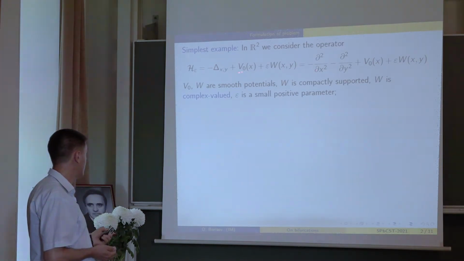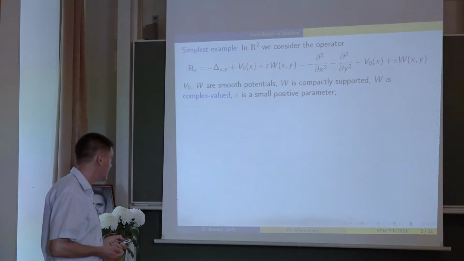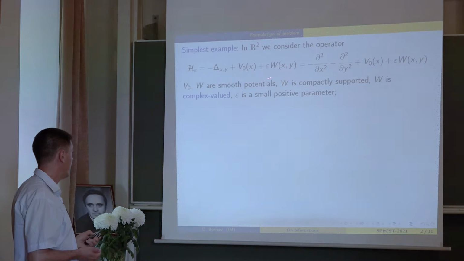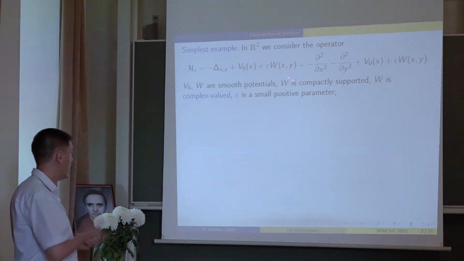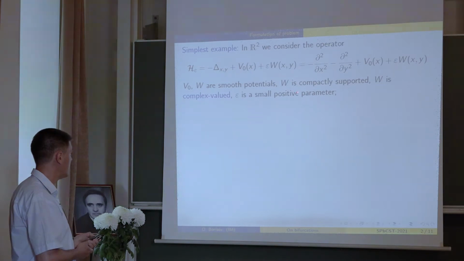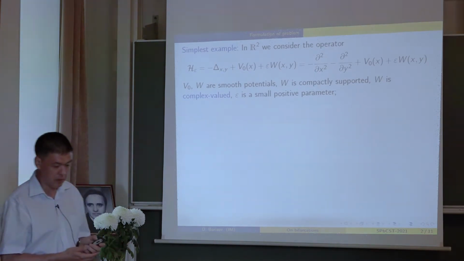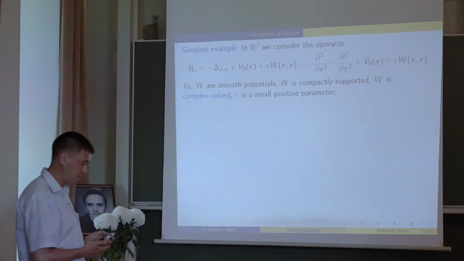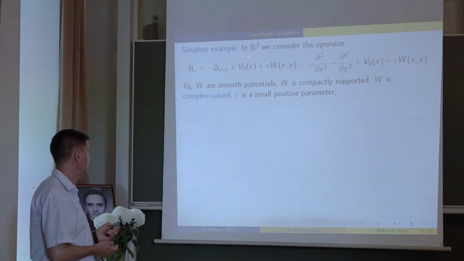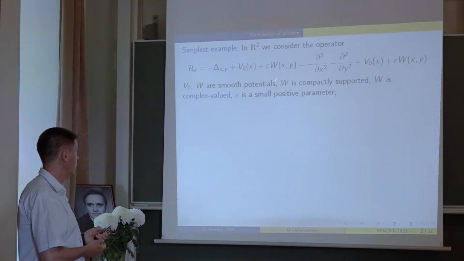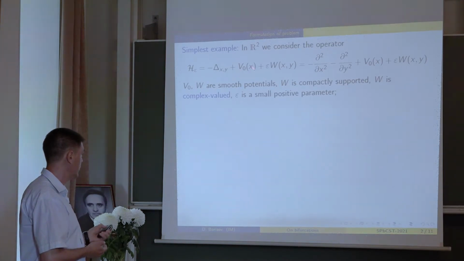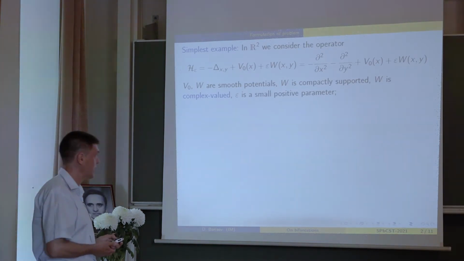And I assume that both these functions are some smooth potentials. And in addition, we assume that W is compactly supported, and also this potential can be complex valued. For V0, I assume that actually it's smooth, it can be unbounded even, but bounded from below. V0 is real valued, and the second term is regarded as a perturbation of this operator. So epsilon is a small positive parameter.